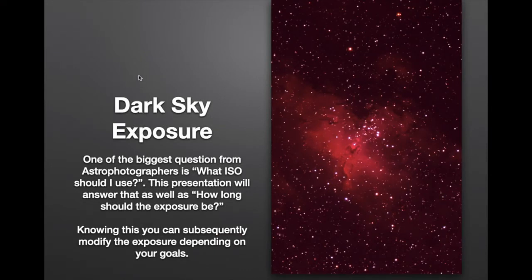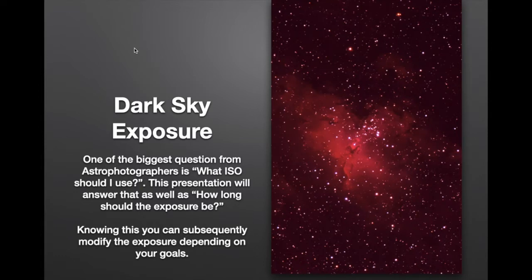Okay, so we got the slideshow here, and we're going to do dark sky exposure. And in this slideshow, you're going to find out what the best ISO is and the best time for your exposure. And once you know this, you can modify your exposure depending on your goals. You may not want to expose for too long, and maybe your equipment can't guide decently for a long period of time. Whatever, you can adjust it, but you will know what the appropriate exposure is overall.